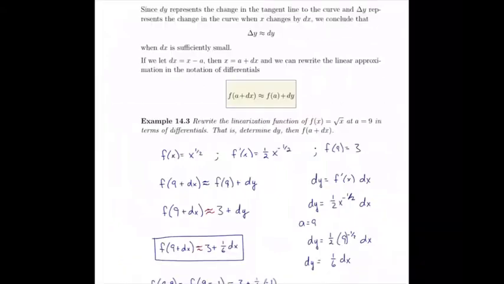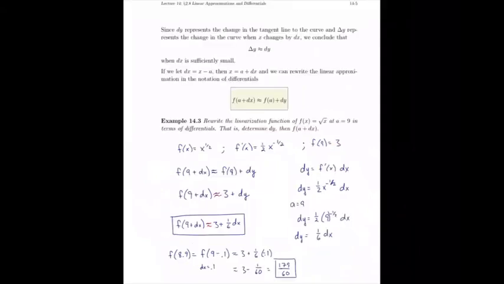So let's see all these things. They're asking us to determine dy, then f of a plus dx for this approximation. So f of x is root x, that's x to the 1/2. Derivative of that is 1/2 x to the negative 1/2. Okay, f of a, we're going to need f of a in our formula. So that's f of 9. F of 9 is just the square root of 9, so that's 3. We've got that laid out there. Now, the left-hand side of this, a is 9, so this is f of 9 plus dx.